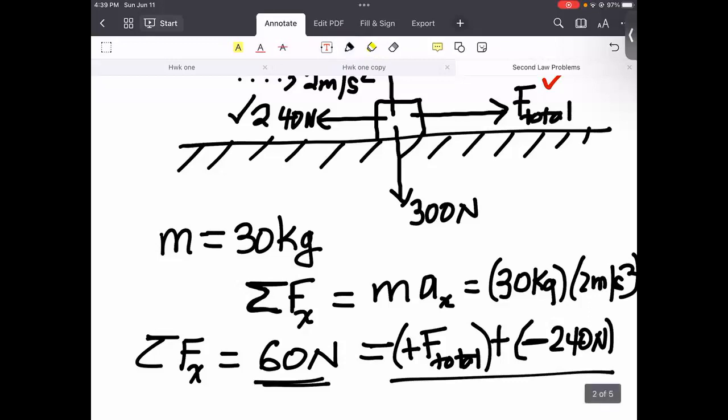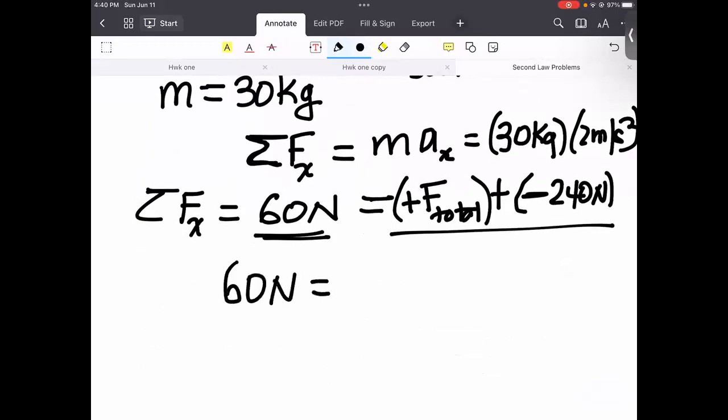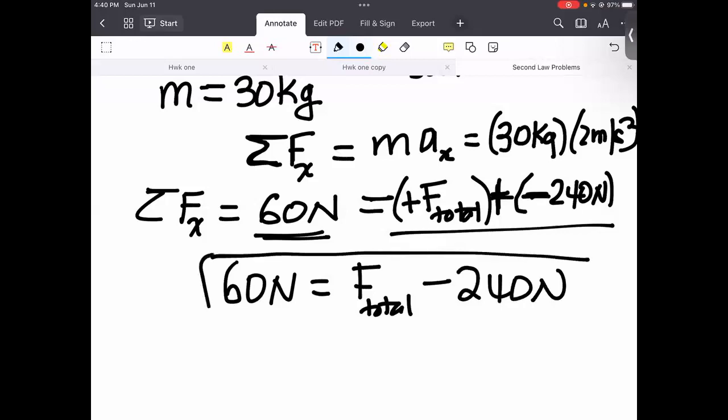All right, so let me see. Let's go ahead and find this one. So basically, we're saying that 60 newtons will be equal to the total force, I drop the positive sign. Plus times negative is negative, and then you have 240 newtons. So our equation looks like that. This equation will help us to find the total force.